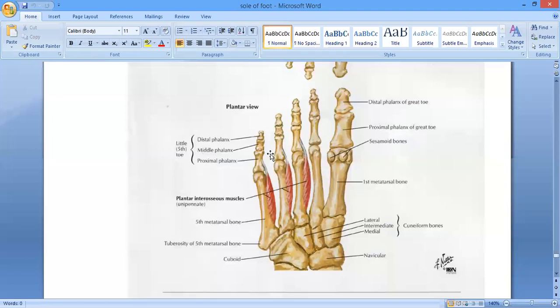So what are they going to perform? They are going to perform the adduction of the third, fourth and the fifth toes. ठीक है? Again कहाँ पे? उसकी जो central line कौन सी है? This is the second toe.